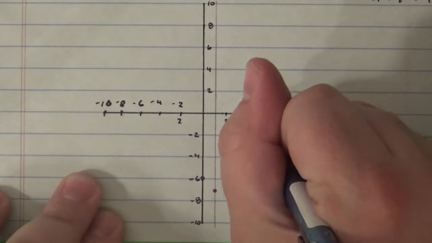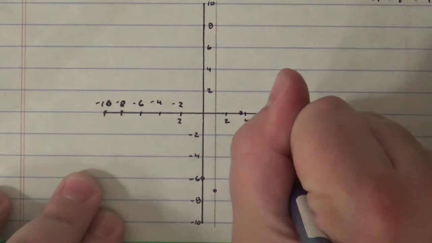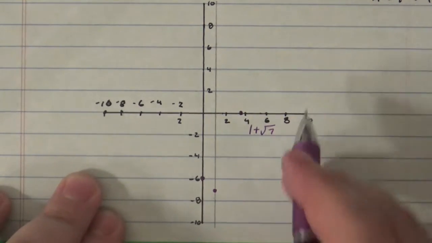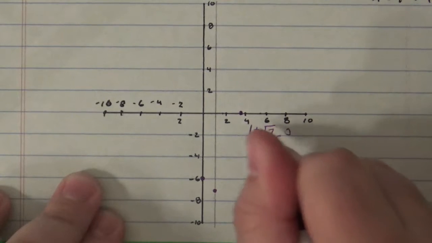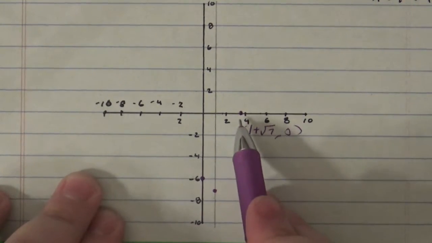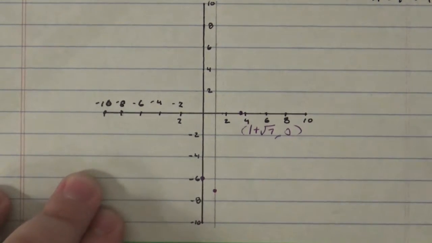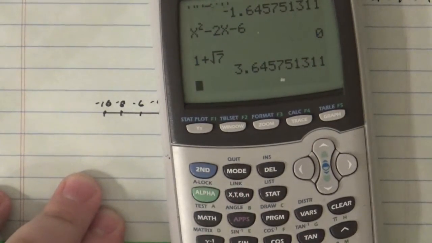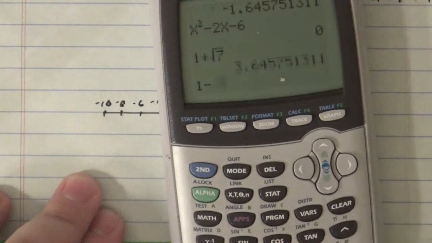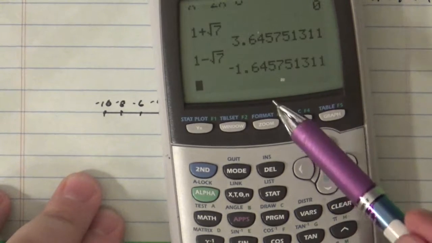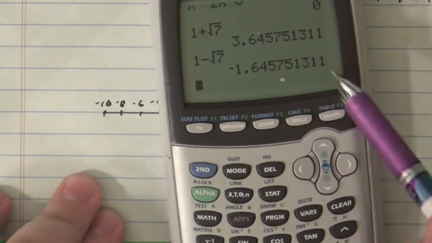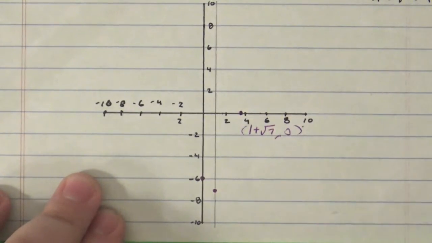I'll write it over here. This is actually the 1 plus the square root of 7, and 0. So that was my first x-intercept right there. Now let's find our second x-intercept by saying 1 minus the square root of 7. And this one, it says I have a negative 1.6 and so on. So we're going to try to find it.